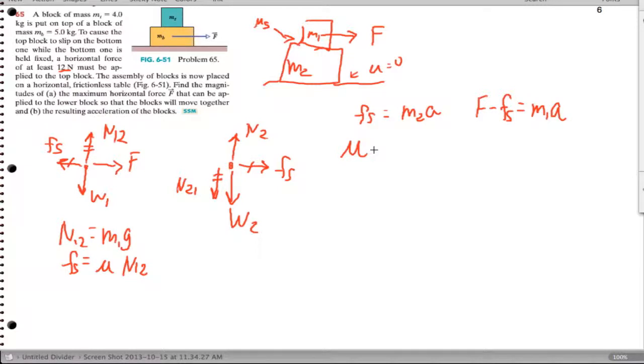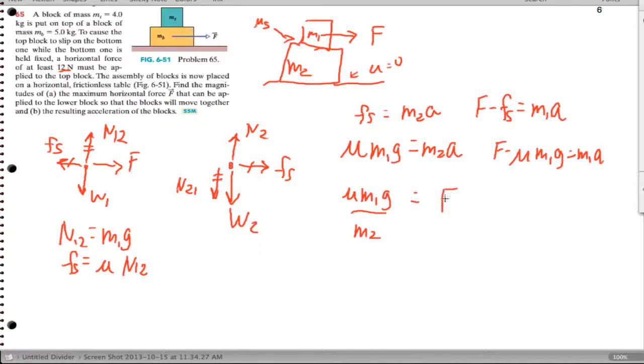So I'm going to have mu times m1g equals m2 times a. And I also have F minus mu m1g equals m1a. And so what I need to do is rearrange and put these two equations together and solve for the coefficient of friction. So the way I'll do that is I'm going to isolate a from each side, and I'll have mu m1g over m2 equals F minus mu m1g over m1, and then I can go ahead and isolate my mu.